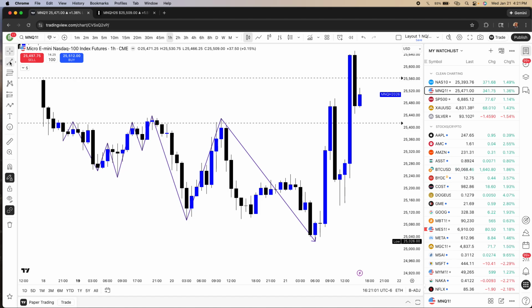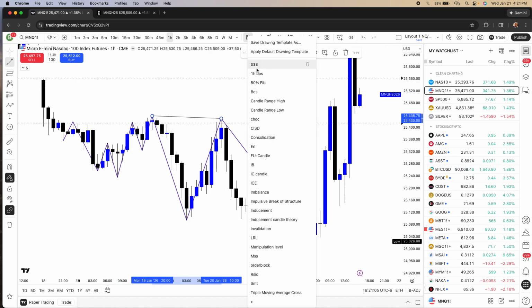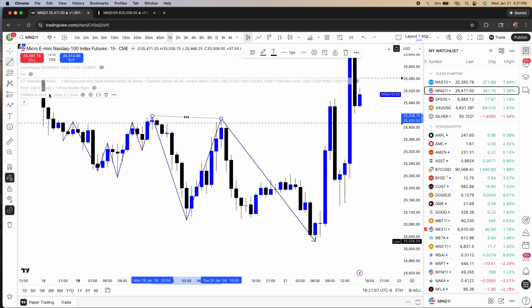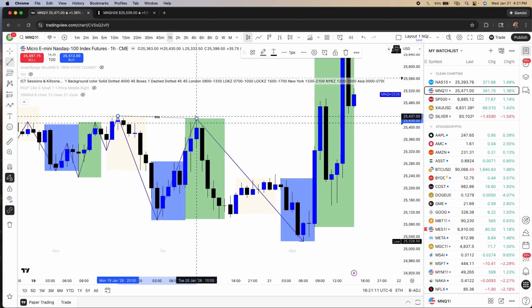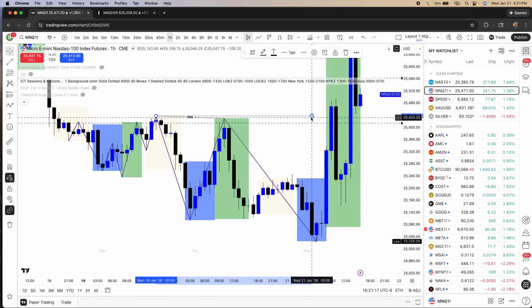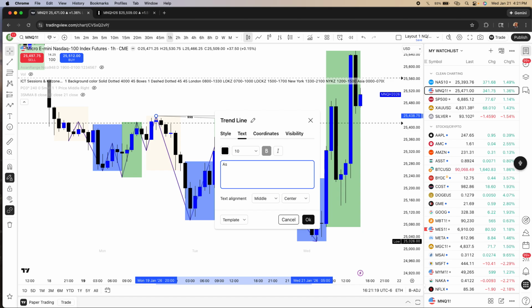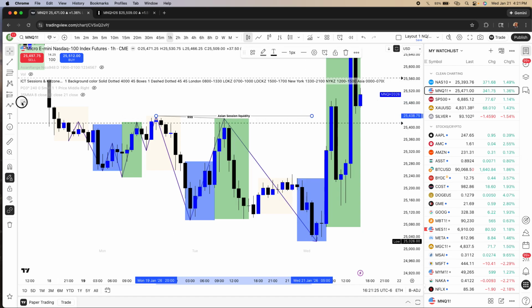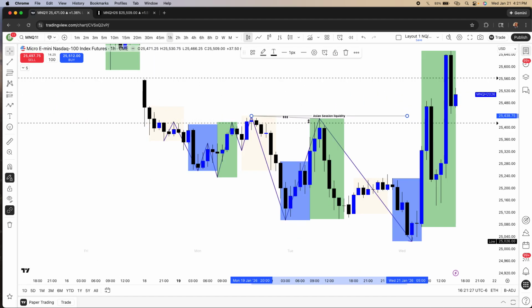Now we have equal highs sitting up here, a ton of liquidity in the market that I expected that we were going to target. This is also an old New York high as well as an old Asian high. So I'll put Asian session liquidity, and then we also know that's the New York session liquidity.